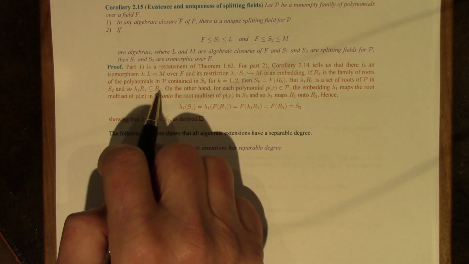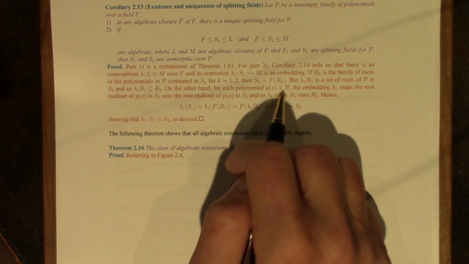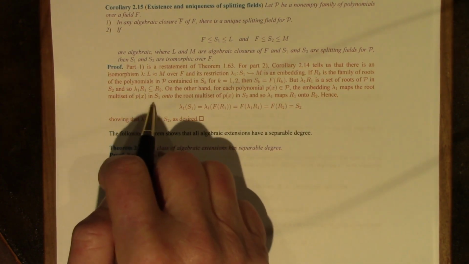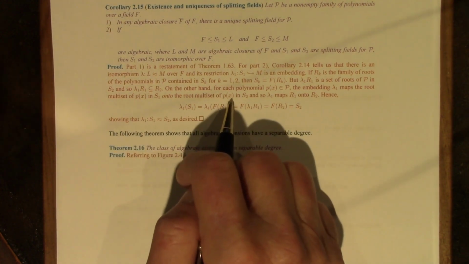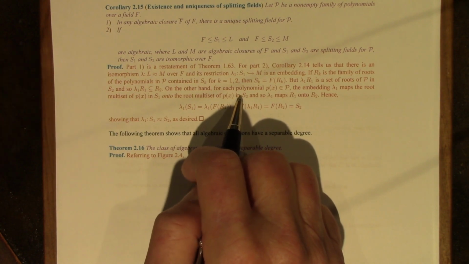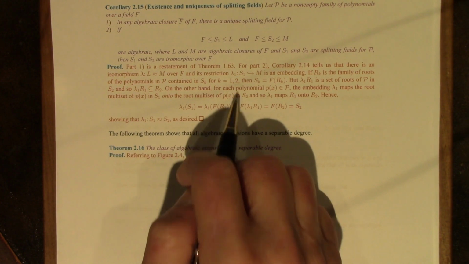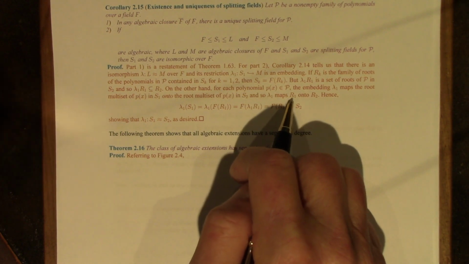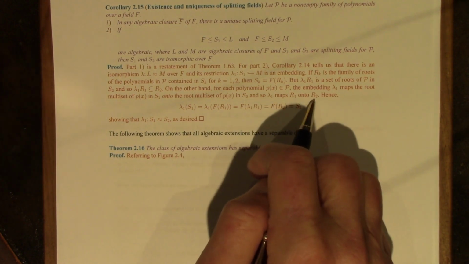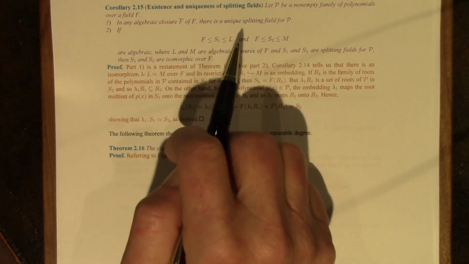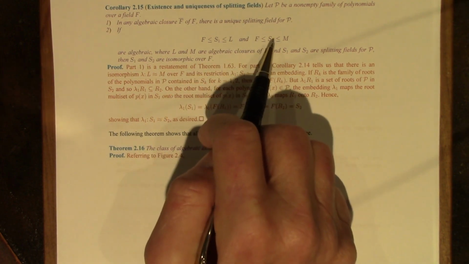But for each polynomial in the family, this embedding, lambda 1, maps the root multiset for the polynomial in S1 onto the root multiset for the same polynomial in S2. It maps roots to roots and preserves multiplicity. So lambda 1 actually maps the root set, the root multiset if you want, R1 onto the root set R2. So not only does it map roots to roots, but it maps roots to all of the roots.